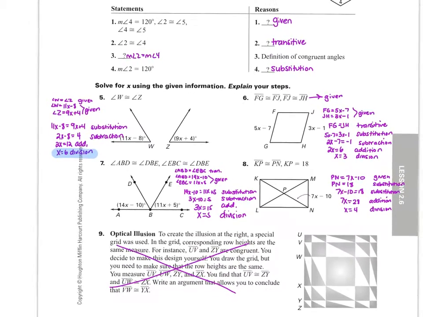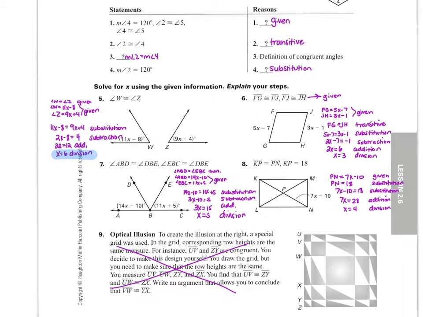For 5 through 8, you wanted to set up your equation and solve it. So the fact that they were equal to each other in 5, I would set them equal to each other, which is substitution. And then subtract the 9x, and then add the 8, and then divide. For 6, the 2 sides are equal to each other. This time you had to use transitive. So if FG equals FJ and FJ equals JH, then FG equals JH is transitive. Then substitute the lengths of the sides, subtract the 3x, add the 7, divide by 2.